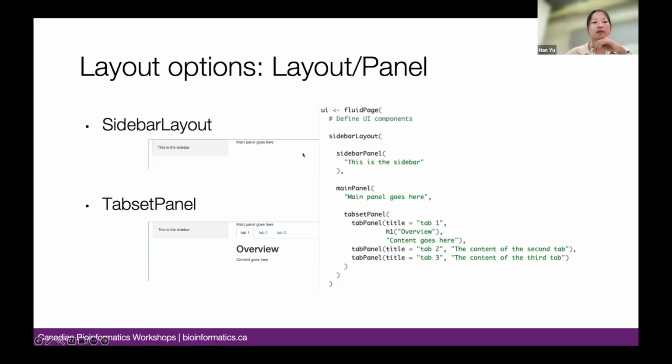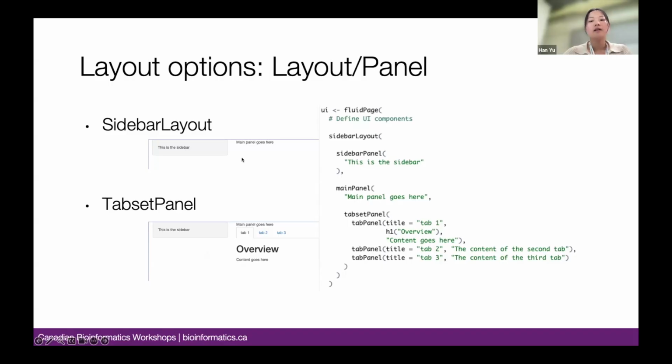And the main panel, on the right side, is where we display the results, like plots, tables, or summaries. So this layout is useful for dashboards where users need to adjust the parameters on the side and see immediately how the output changes. So inside the main panel, we are using a tab set panel.